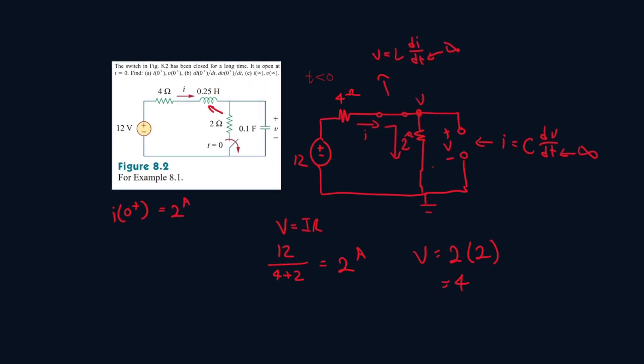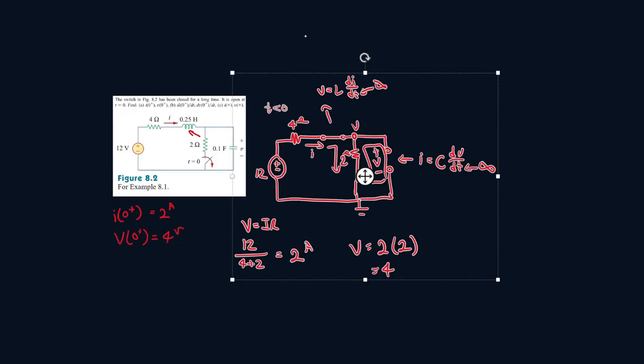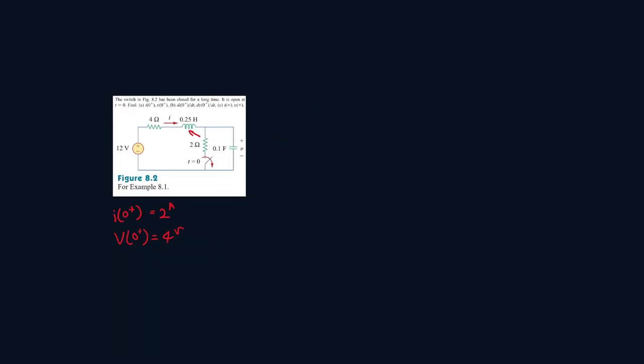And the same principle I said last time, how current here can't change instantaneously, the same goes for the voltage. So before we flip the switch, it was 4 volts. But the second we flip the switch, obviously it doesn't change instantaneously. So V at 0 will be 4 volts. Okay, so that's out of the way. Now let's look at the circuit when t is equal to 0.